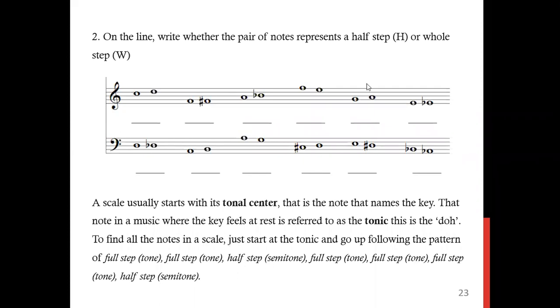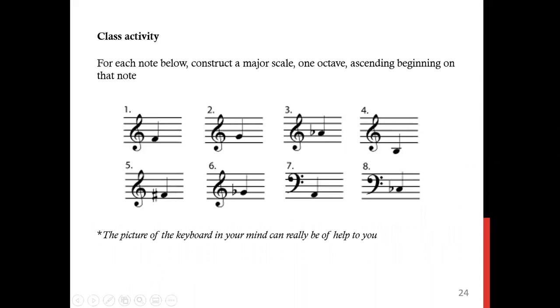Just look at the tone, just like the way we did the other time. The next tone, then semitone, then tone, tone, tone, semitone, okay? So that's what we're talking about. Let's move on. I have another class activity for this, which is going to be your next assignment.